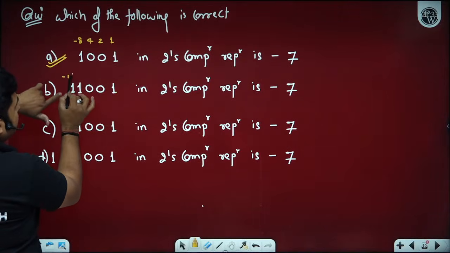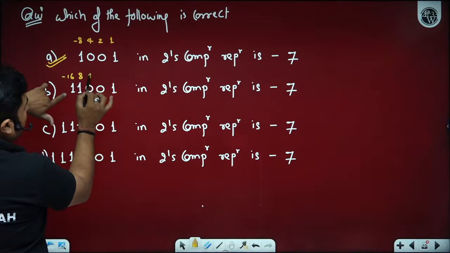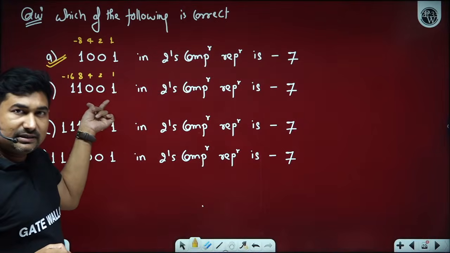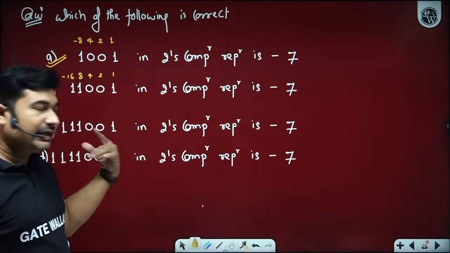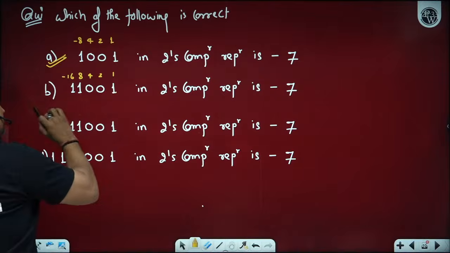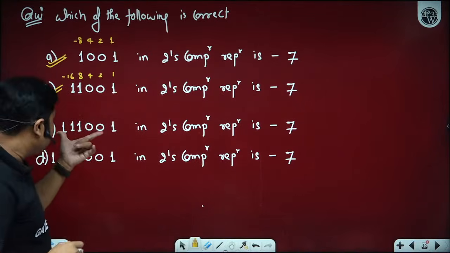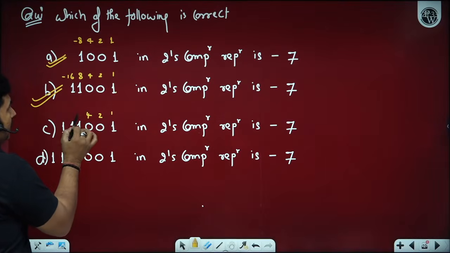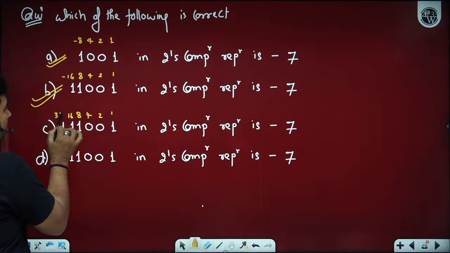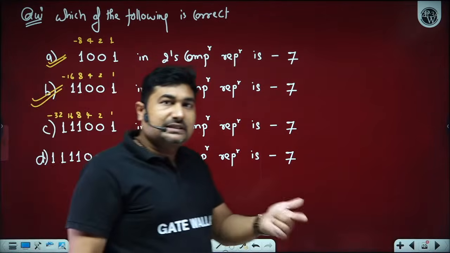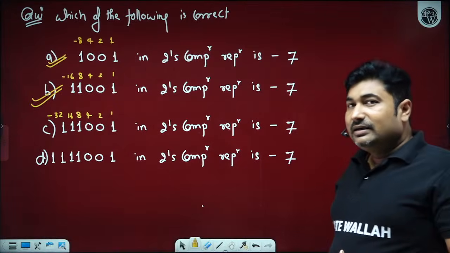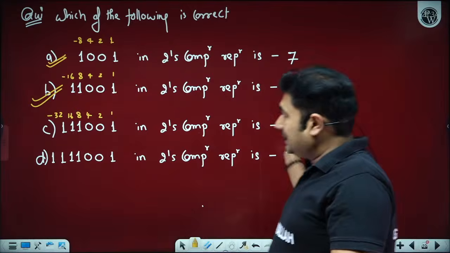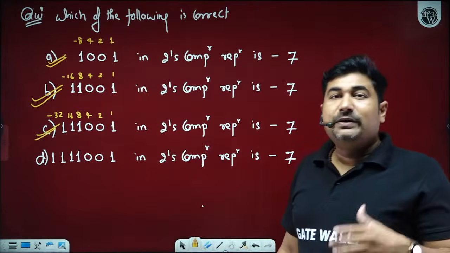Now let's talk about this one, 5 bits. So minus 16, 8, 4, 2, 1. So what will this become? Minus 16 plus 8 is minus 8 only, and minus 8 plus 1 is minus 7 only. This is also correct. If we talk about this, it will be 1, 2, 4, 8, 16, 32, negative. Minus 32 plus 16 is minus 16, minus 16 plus 8 is minus 8, minus 8 plus 1 is minus 7 only. This is also correct. How many of you able to understand?